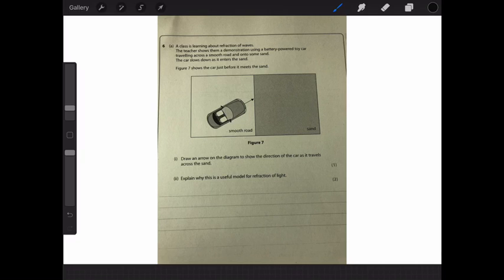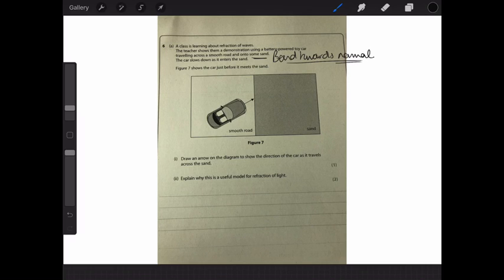So in this question 6, as I read the question, I read that this teacher's demonstrating their toy car and their sand. It actually works quite well. But the key thing I'm reading is that the car slows down as it enters the sand, and that means it will bend towards the normal. And that's the key thing that's jumping out at me as I read this question.